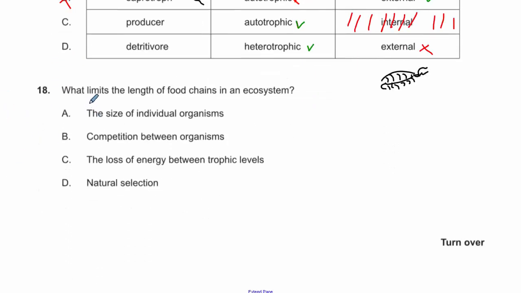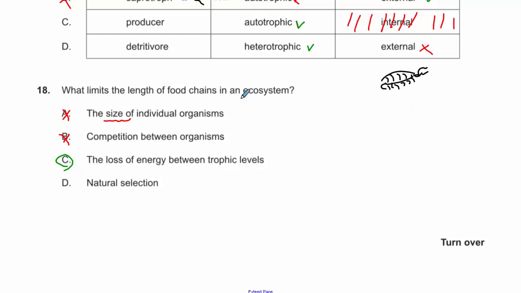18. What limits the length of food chains in an ecosystem? The size of individual organisms does not really limit it. The competition between organisms does not limit it. What actually is the best alternative here is the loss of energy between trophic levels. You could argue with the size, that the blue whale is really big, and that's why that food chain is very short compared to other marine food chains, but C is better.